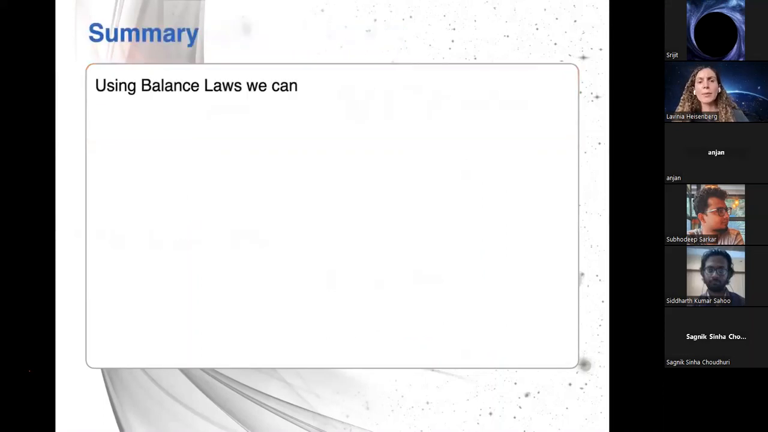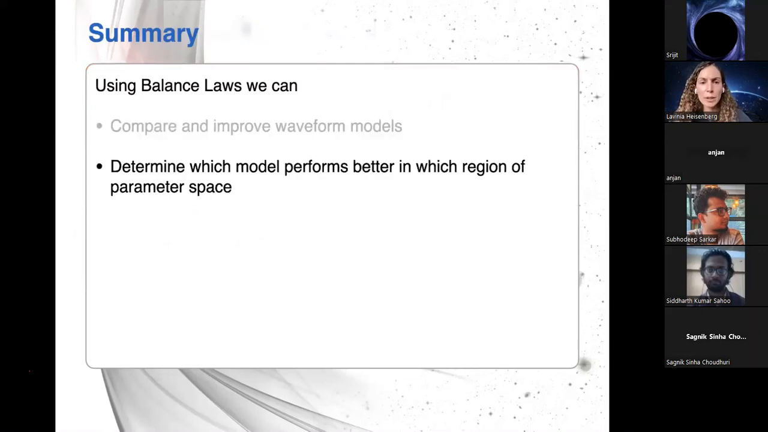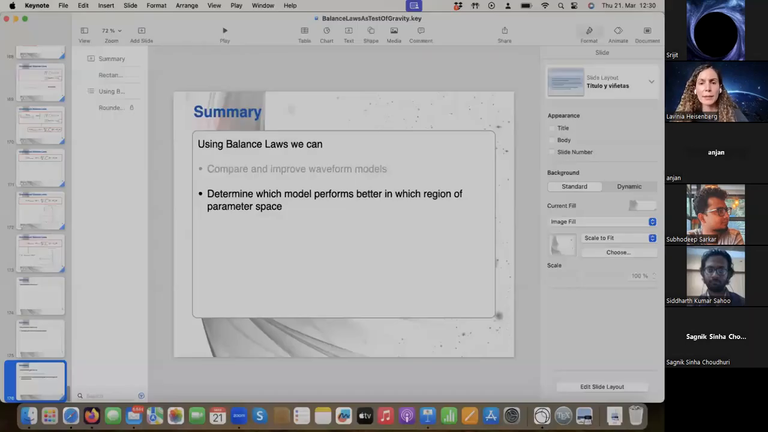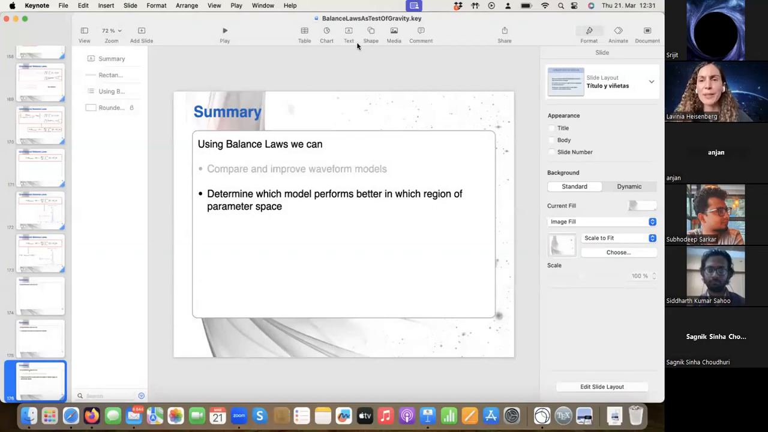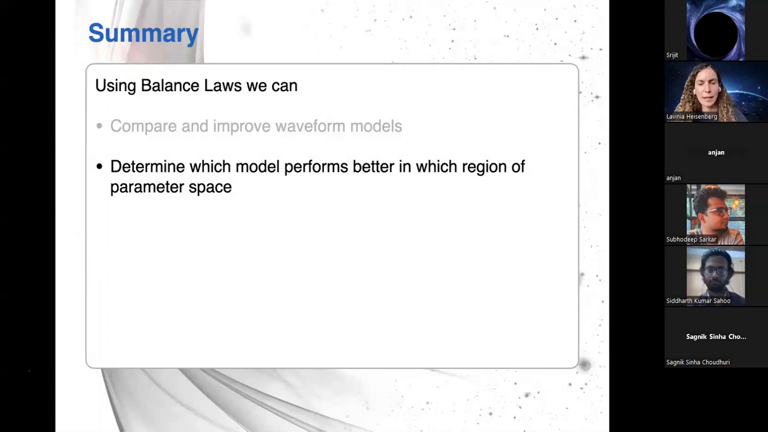Okay, summary. Using balance laws, we can compare and improve waveform models, and determine which model performs better in which region of parameter space, and that finishes my summary. I'm very sorry if it took longer than I was supposed to.